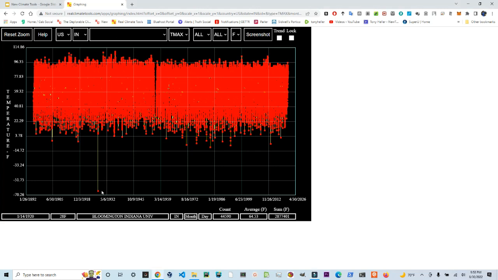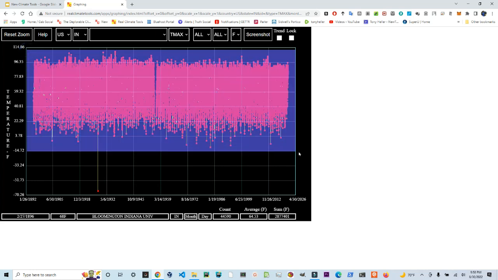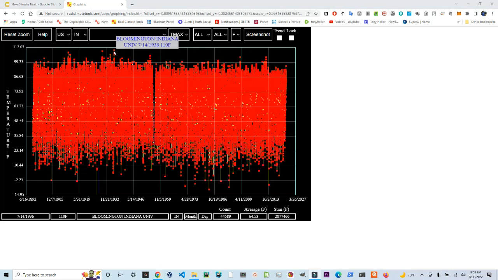I can see that there's a bad data point here, so I'm going to right-click and drag and zoom in around the good data. The hottest temperature ever recorded at Bloomington was July 14, 1936, when they reached 110 degrees. This is the data for all 12 months.